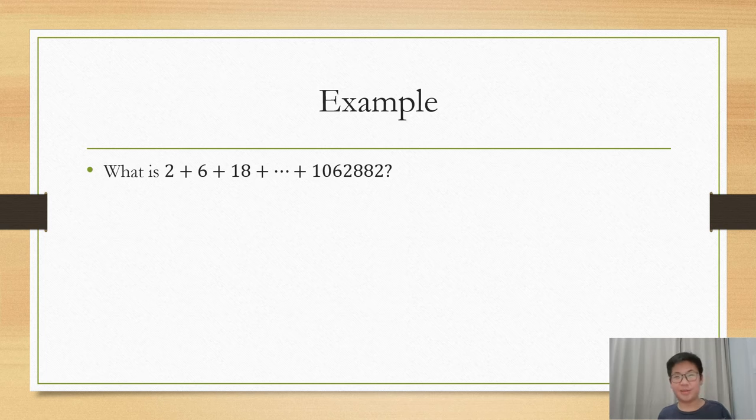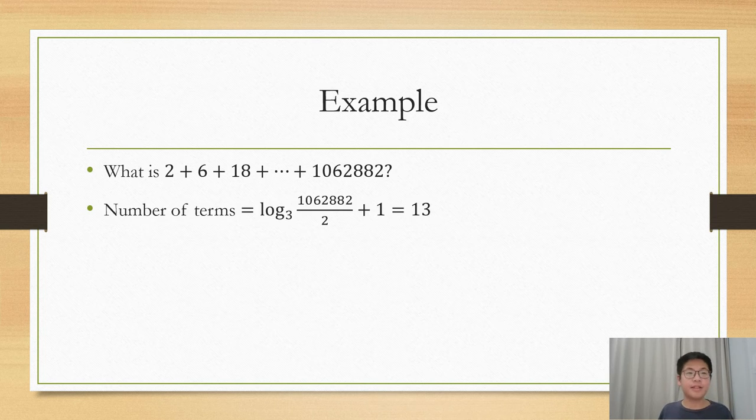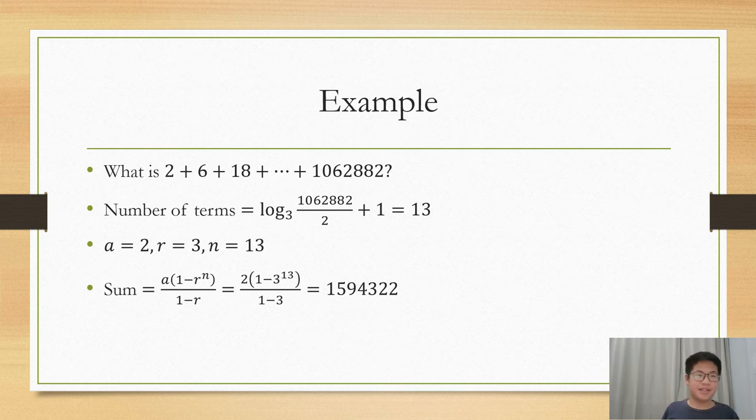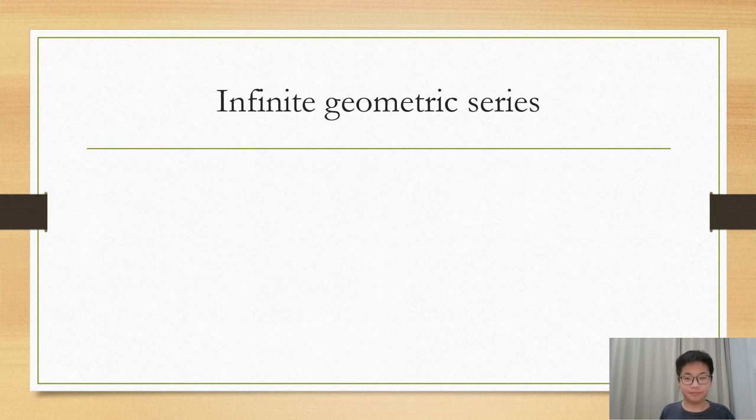Example: what is 2 plus 6 plus 18 plus dot dot dot plus 1,062,882? Now, you obviously can't compute this in your head. I can't, but some human calculator might figure this out. Well, that's great. The number of terms equals log base 3 of 106,282 over 2, plus 1, which equals 13. A is 2, R is 3, N is 13. So the sum, using the formula, is 1594322. Again, I checked this value.